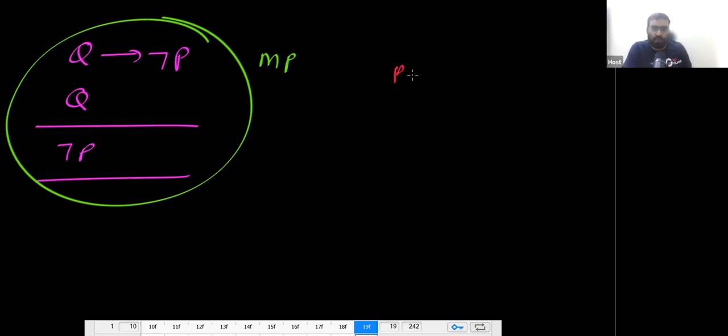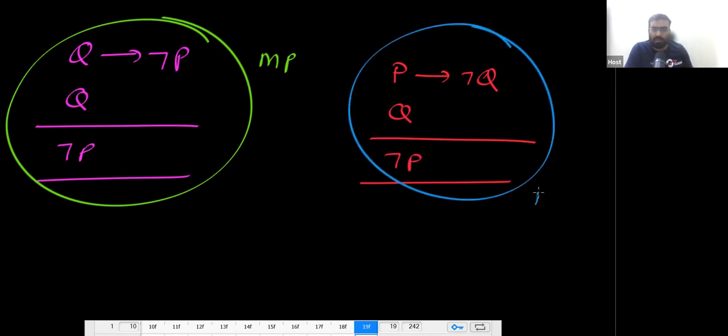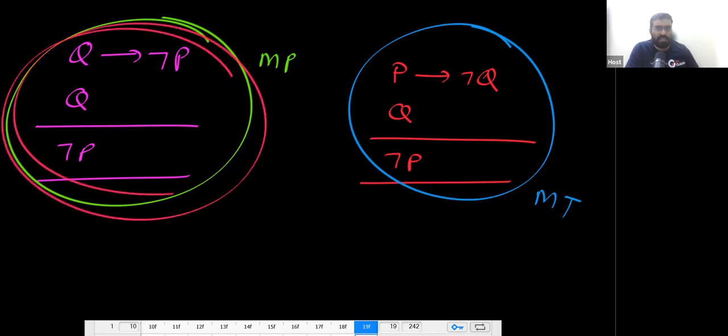But remember, if you do it like this, P implies negation Q, Q, then negation P, this is called modus tollens, because you are going in the reverse direction. Here you are going in the forward direction. This is modus ponens.